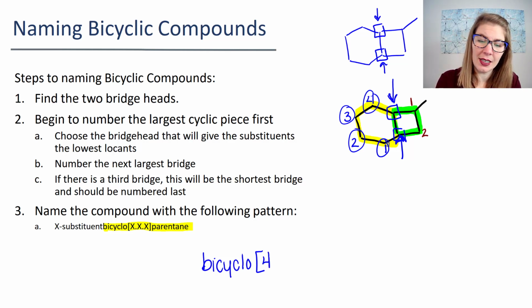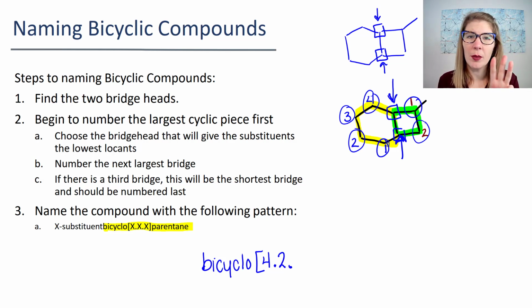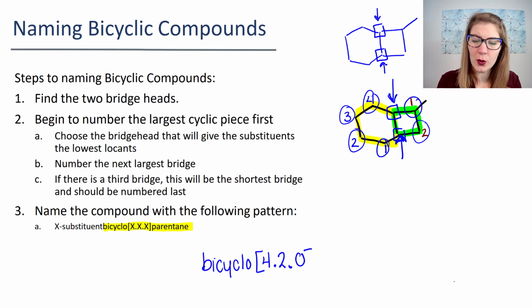So where I'm seeing these X's in my pattern is the numerical value of how many carbons are in each bridge. The longest bridge is always listed first, and in this case, the longest bridge is 4 carbons. Then you go to the next bridge. The next bridge has 1, 2 carbons in it, so we put a 2 here. You always need 3 numbers in brackets. Therefore, if you have a fused ring, like we have here, the last bridge is 0 because there's no carbons between the 2 bridgehead carbons. We close the brackets and we write the parent.